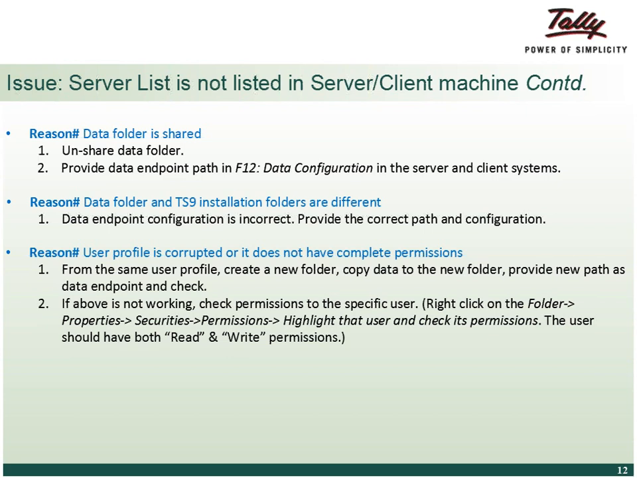You can do this one by simply right-clicking on the data folder. You can go with the option Properties. Under the Properties, you will be getting an option that is Securities. Under Securities, you can select the option Permissions and you can check whether that user profile is having the read and write permissions or not. If the same is not being assigned, we request you to ensure that read and write permissions have been given to the user profile and then check it out whether the server list option is being enabled or not.